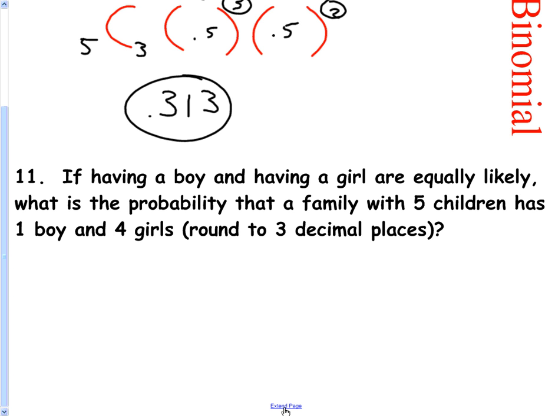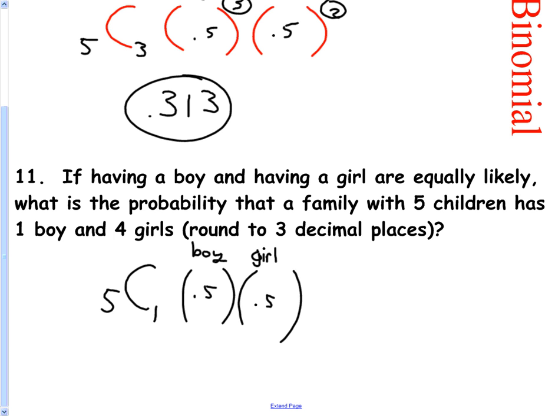I'll pause. By now your teacher has probably explained it. I hope that they said it this way. 5, choose 1. And it could be boys or girls first. It would not matter. But I'll show you what I mean in a second here. If I choose the boys to be the thing I'm focusing on, then I say 1 boy and 1 goes here, then this must be a 4. If I did it with girls being the thing I focus on, it'd be 5, choose 4, because there's 4 girls.